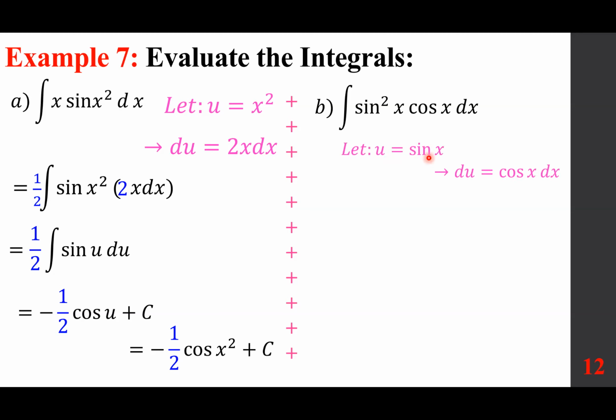So simply put, this is u squared and this is du. And now you can use the power rule. 1/3 u cubed plus c, and u is replaced with sine. 1/3 sine cubed x plus c is the final answer.